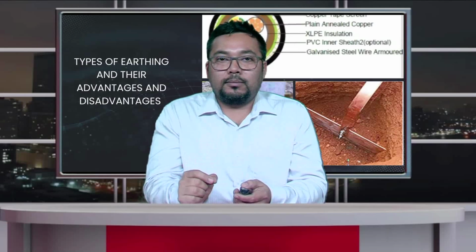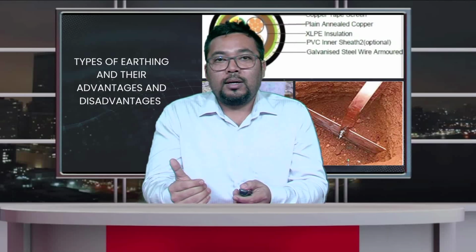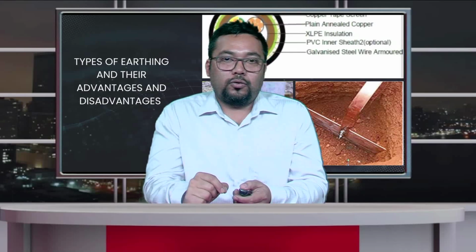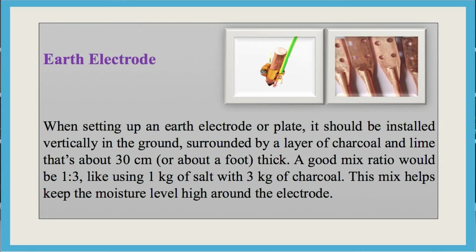Now the third term about which we are talking, that is earth electrode. When setting up an earth electrode or plate, it should be installed vertically in the ground, surrounded by a layer of charcoal and lime that's about 30 centimeters thick.